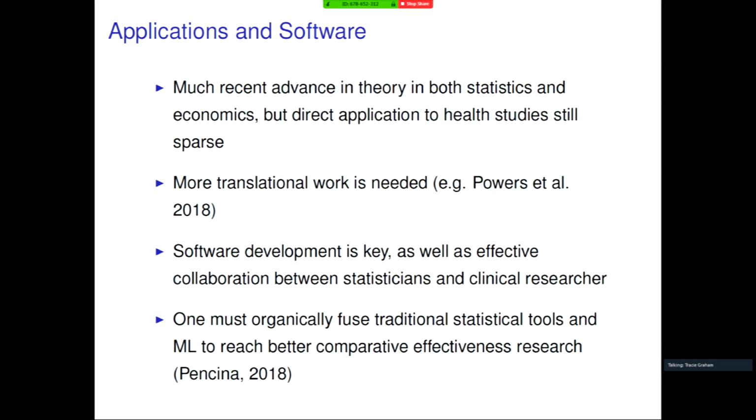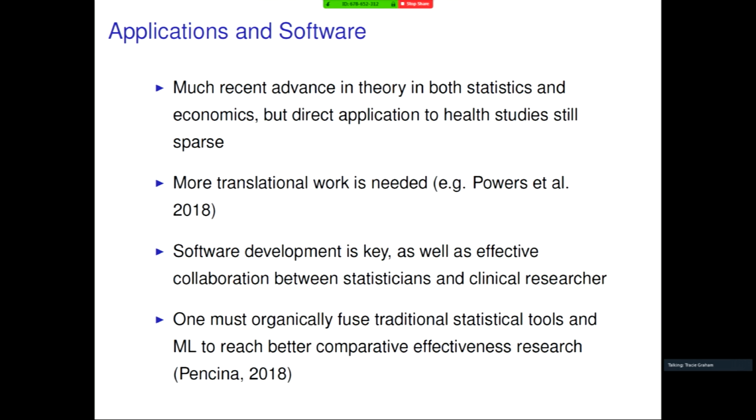Many of those methods, again, without software, are just sitting there on the shelf and nobody's going to use them. So this really requires effective collaboration between statisticians, whether you call them machine learners, statisticians or data scientists, it doesn't matter to me, but essentially the methodologists and the clinical researchers. People need to come together and make this wonderful theoretical development useful in practice.